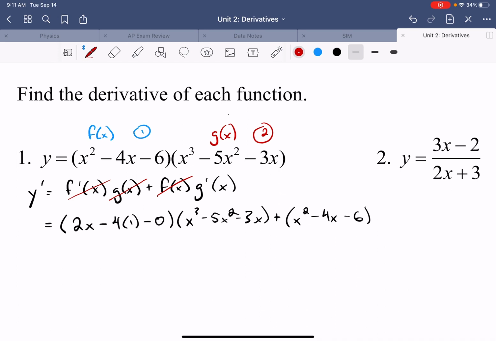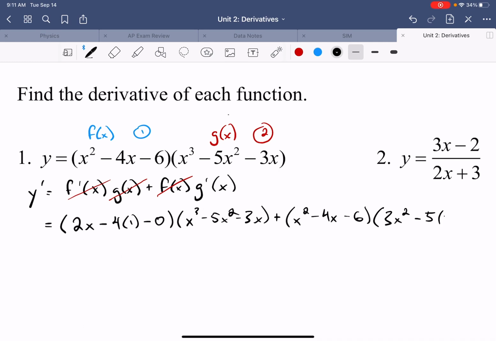And then g prime of x, so I'm taking the derivative of the g function, which is this right here. So term by term, I'm going to look at, well, what's the derivative of x cubed? That'd be 3x squared. And then what's the derivative of negative 5x squared? So I have my negative. 5 is a coefficient, so I can just copy that down. And then I can use the power rule on x squared.